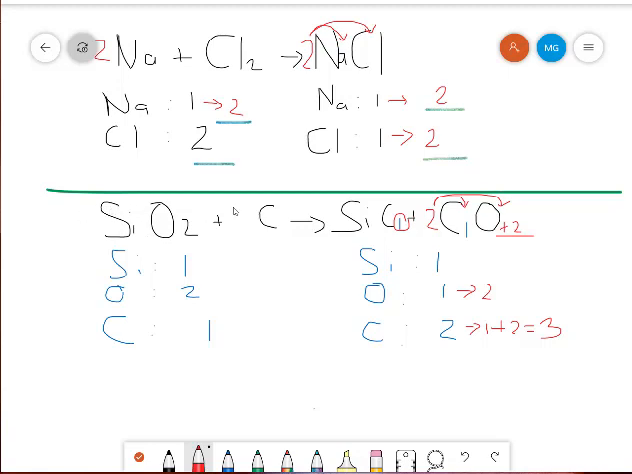So I'm going to put a 3 in front of the carbon. And that gives me 3 carbons on the left side. So is my equation balanced? Yes. 1 silicon, 2 oxygens, 3 carbons.